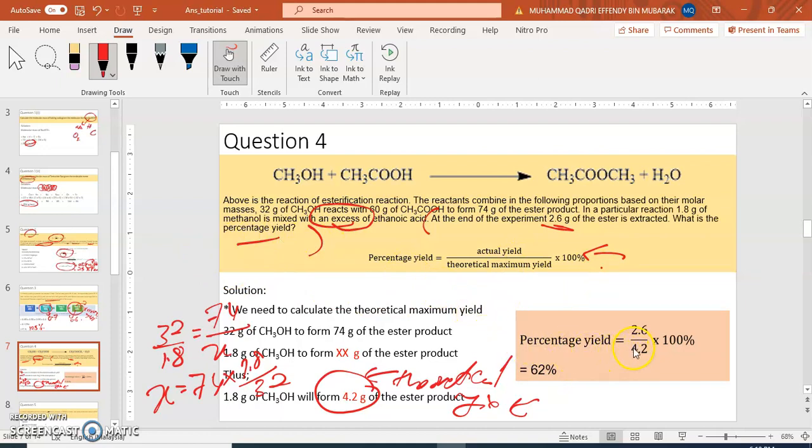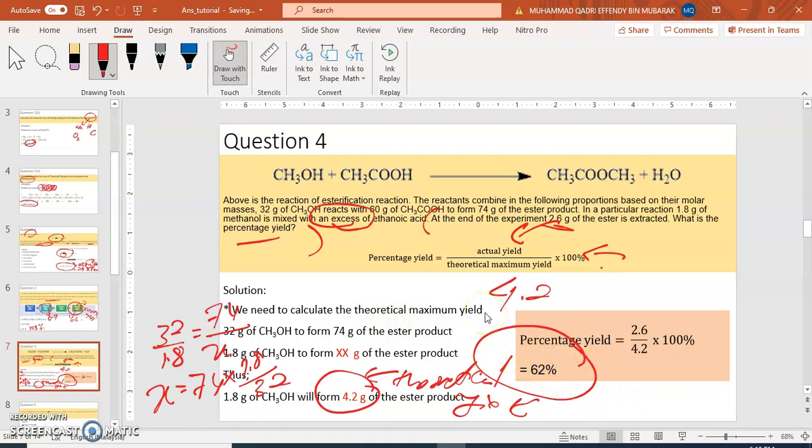So the percentage yield is given by the equation, actual yield over theoretical yield. So we have this actual yield, and our theoretical yield is 4.2. So that's why it is 2.6 divided by 4.2 times 100%. That's why we have 62% of the yield. The yield is 62%.